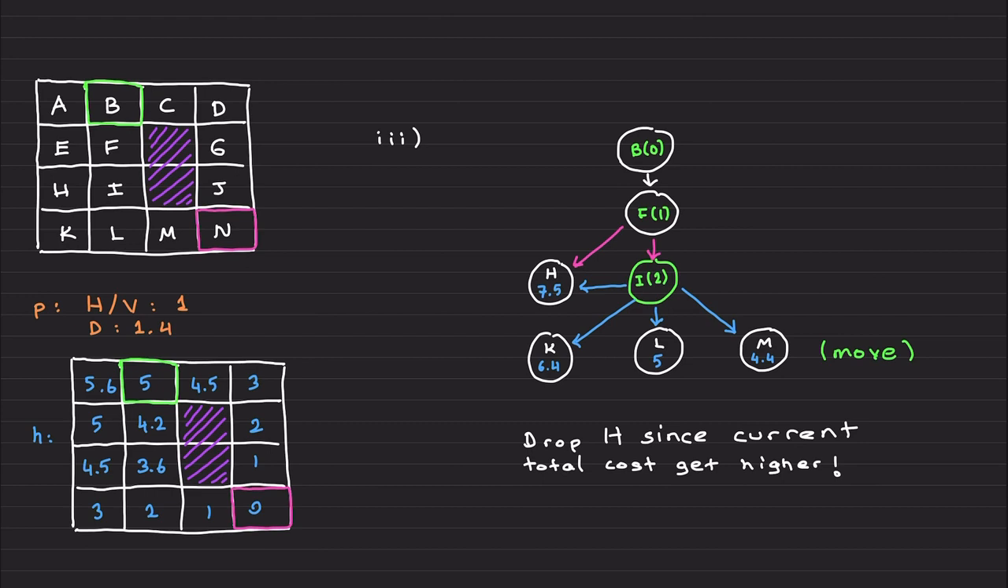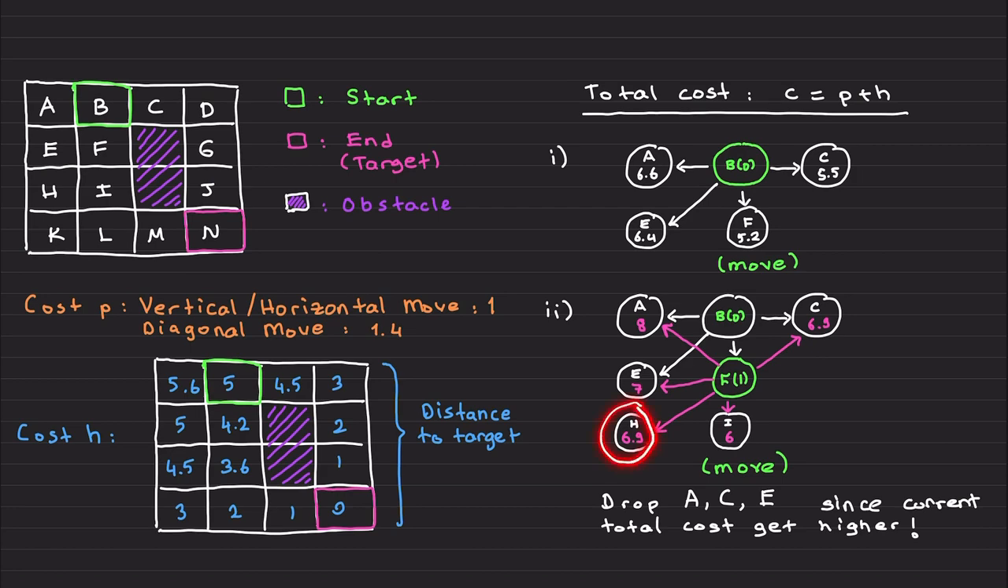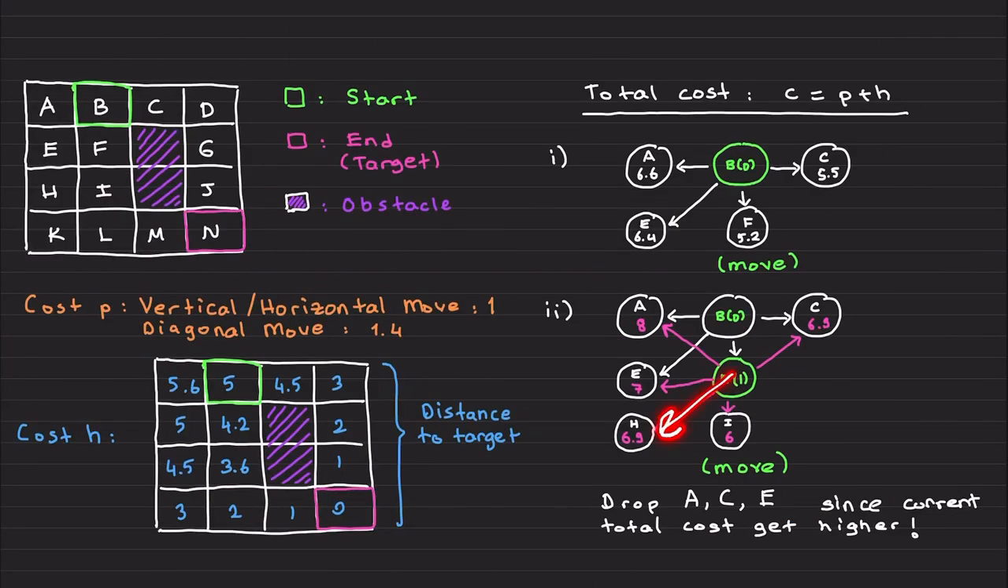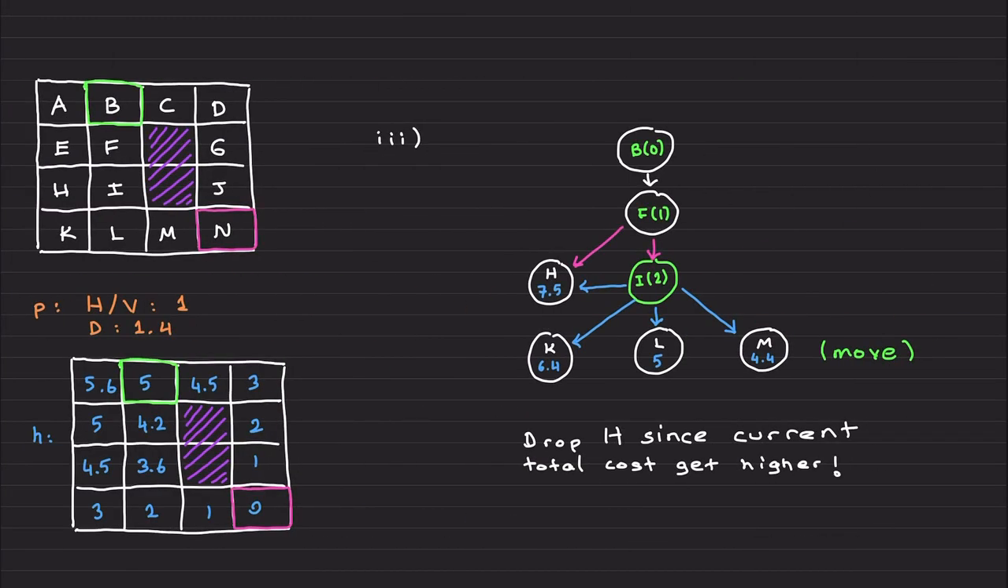So M, on the other hand, I am here, this is a diagonal move, it will cost me 1.4. Its heuristic is 1, 1.4 plus 1 is 2.4. I am adding 2, 4.4, so I am moving here. In this case, I am dropping H, because if you compare H with the previous value, it was 6.9, it got higher, 7.5. So I didn't go to H like this, and now I don't want to go from I to H, so I am dropping H from the graph.